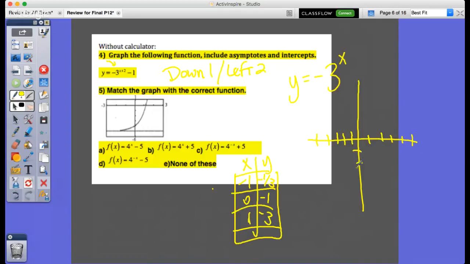Again, I'm not done yet. This yellow one's not done, but it's a good start. We've got negative 1, negative 1/3, 0, negative 1, and 1 goes down to negative 3.